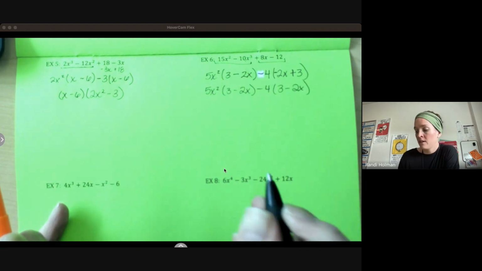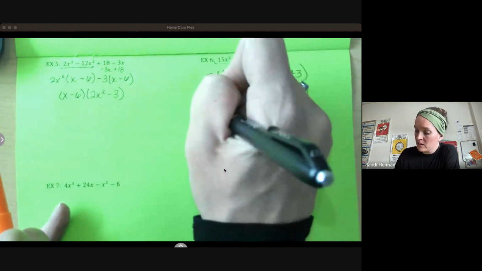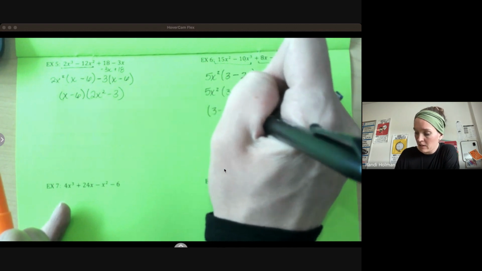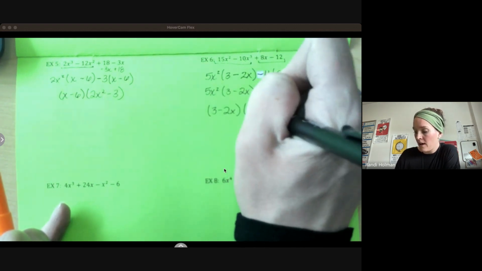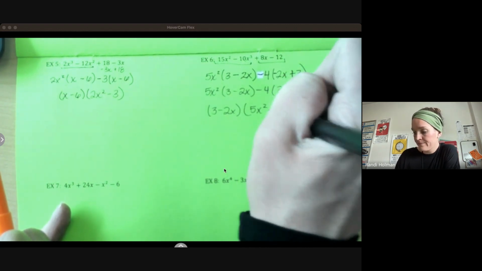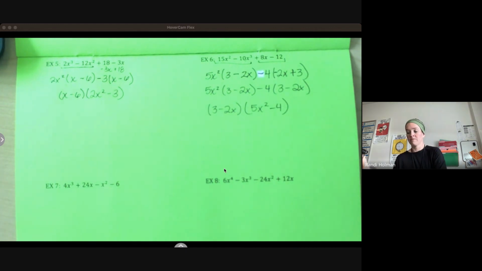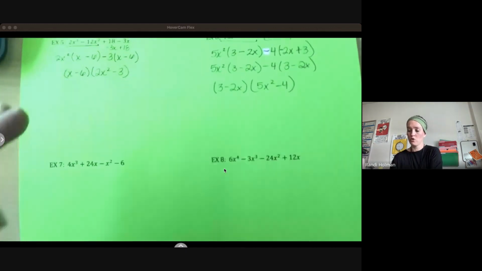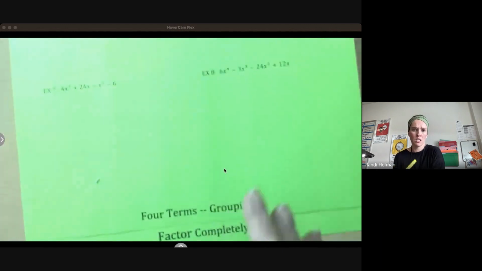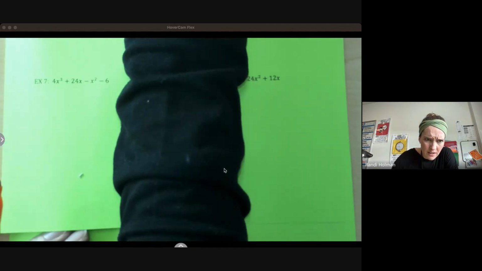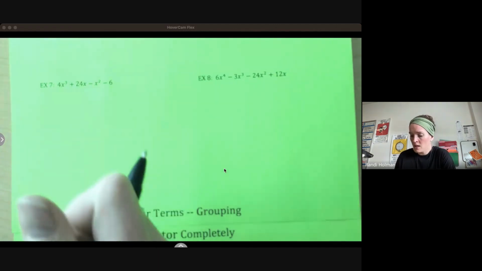Those are equivalent. Okay, now these two things both have a factor of 3 minus 2x. If you want the other way, that's totally fine. And 5x squared minus 4. Okay, 2 more examples here. A little straighter. Okay. 4 terms.